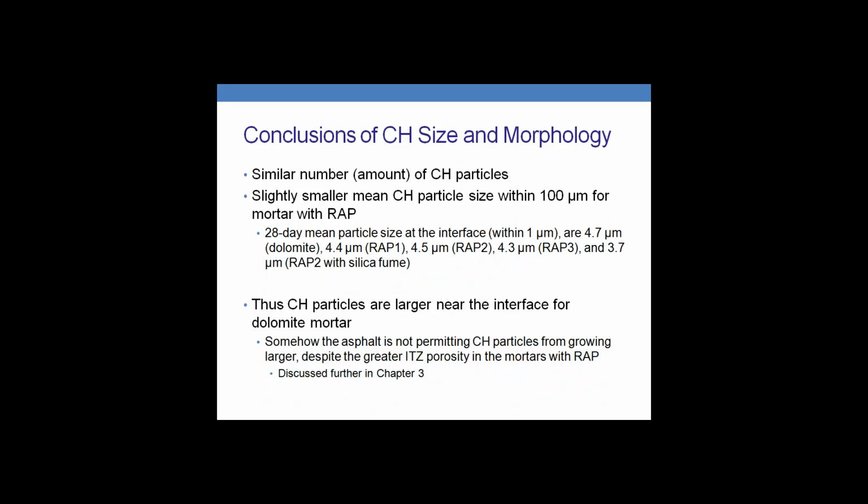I'll skip over a lot of the details with the CH size and morphology. We just did more image processing to figure out how much CH is in the sample, how much of it is within a certain distance of the interface, things like that, particle size. So in the end, we found that the CH might be slightly smaller overall, on average, as opposed to dolomite. So perhaps the asphalt is somehow poisoning the CH or stealing the CH, something's potentially going on. We get into that a lot more in the next section.